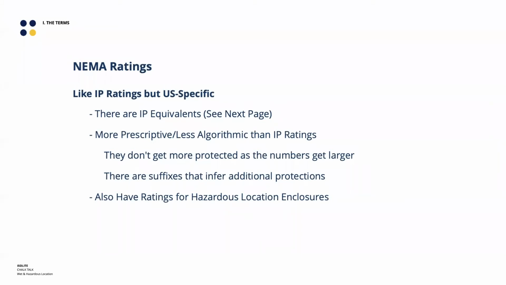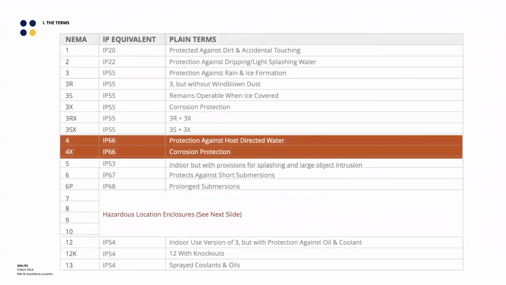NEMA also covers hazardous location enclosures as well, which we're going to talk about in 2 slides specifically. But here's the equivalency table. And again, I've highlighted the ones that we're actually going to care about as they relate to wet location ratings. Where I said that IP66 is the IP rating we'd care about, you can see that that generally corresponds to NEMA 4 or 4X enclosures.